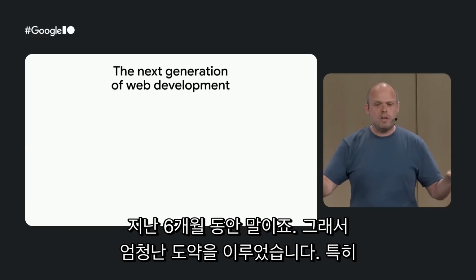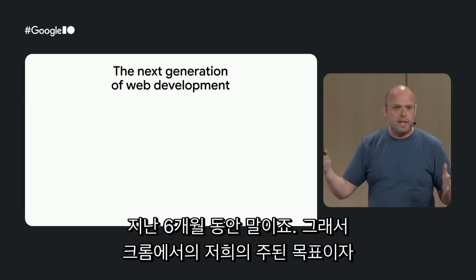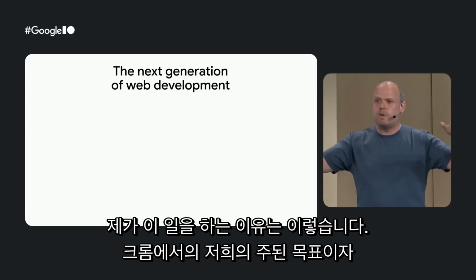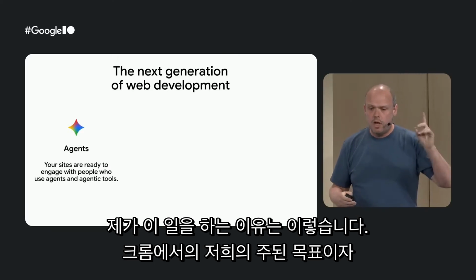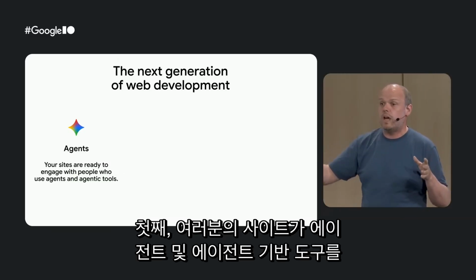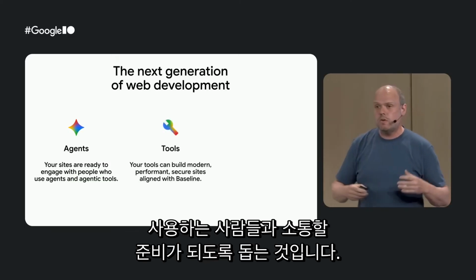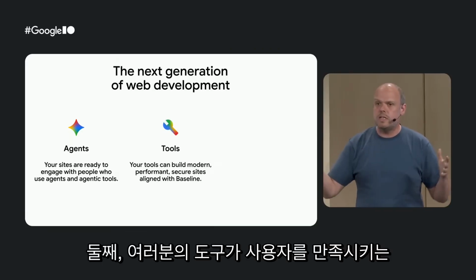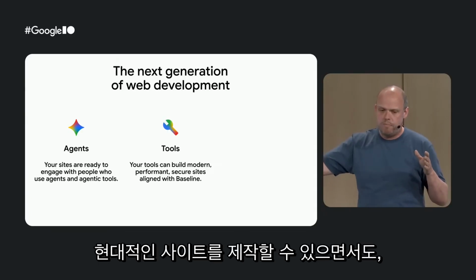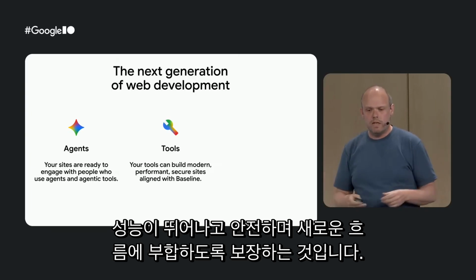So our primary goal in Chrome and why I do what I do is to get everyone ready for this next generation of web development. And the way I look at it, at least anyway, there's 3 different components. One, we want to make sure that your sites can participate in this agentic future, and the web is a first-class experience. The second is that we want to make sure that your tools can also understand the modern web capabilities and how to build for a modern web baseline, even if the models and the tools that you use don't have that knowledge built in.